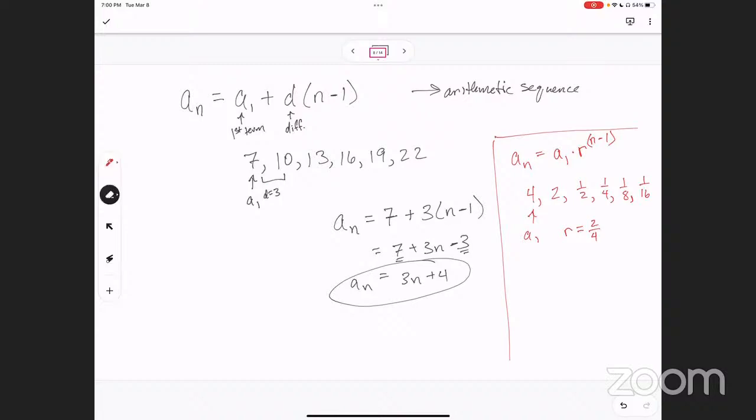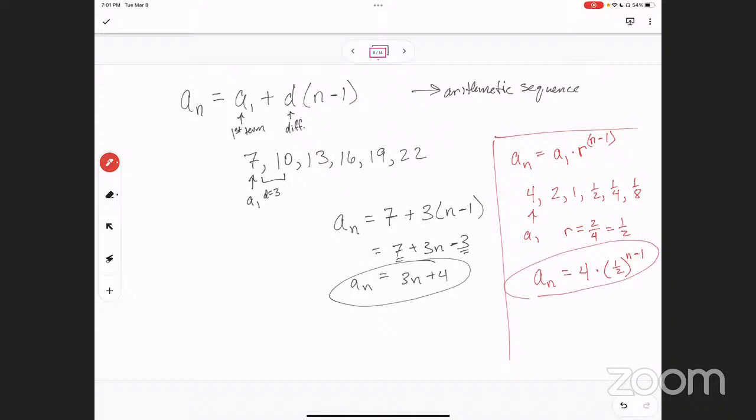Oh, I made a mistake here. Hold on. Did I say it was 1/2? So 1/2 of 2 is 1, and then it's 1/2, and then it's 1/4, and then it's 1/8. So what is my common ratio? It was 1/2. So my formula would be a sub n equals 4, my first term, right, times r. What's r? 1/2. 1/2 raised to the n minus 1. And that would be my formula.